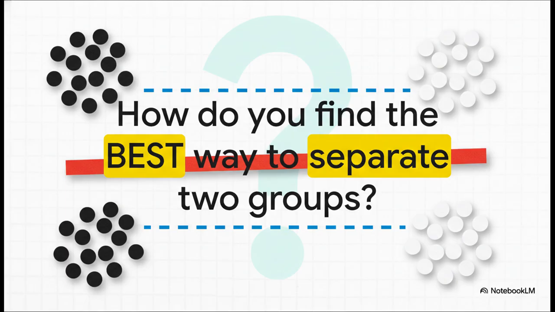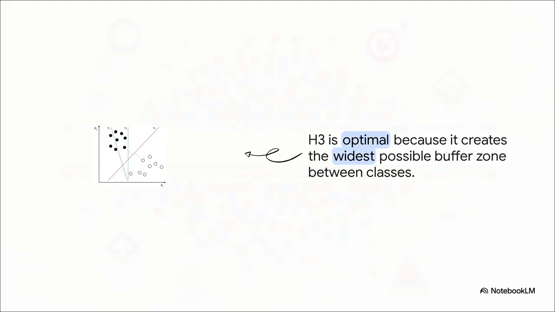Imagine you've got two bunches of data points, let's say black dots and white dots. Your job is to draw a line that separates them. Sounds easy enough, right? But here's the real challenge. How do you draw the single best line that does the job perfectly? I mean, look at this. We could draw all sorts of lines.